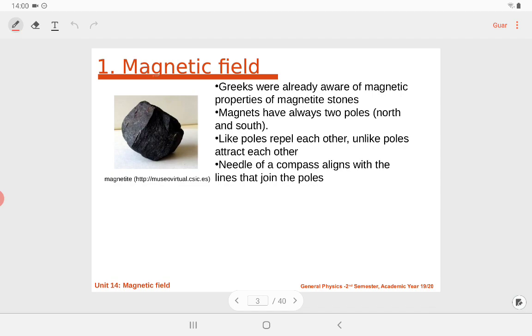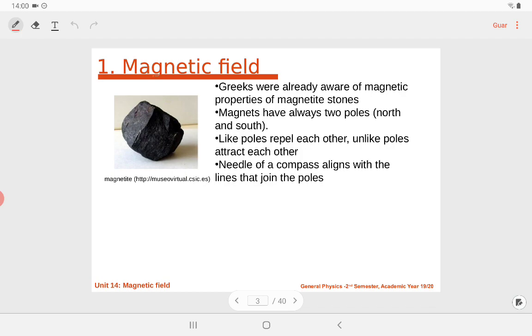I think you already know that magnets always have two poles. So we distinguish between the South Pole and the North Pole. And if you confront two poles that have the same polarity, they repel. And if the poles that you confront have a different polarity, they attract each other.